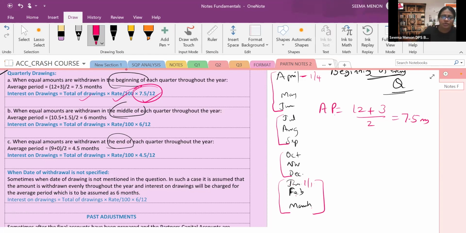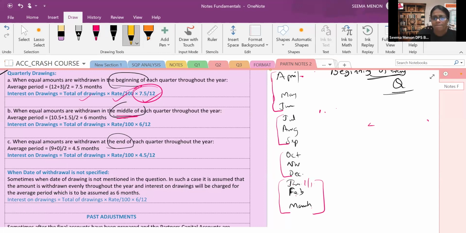Now children, get into the middle. Let's see what is in the middle. I will take yellow ink, okay? Otherwise I will erase everything. So let's see that, the middle of every quarter. Let the quarter stay as it is.